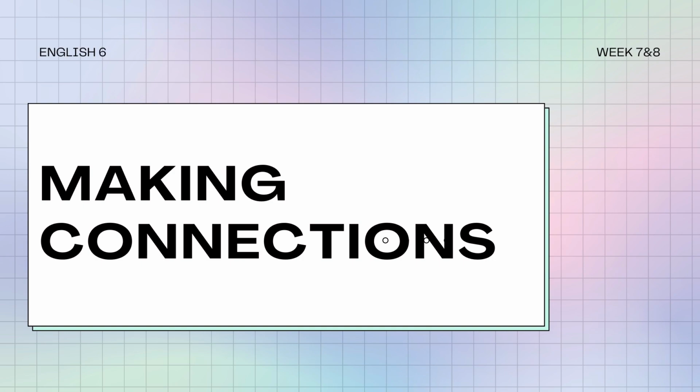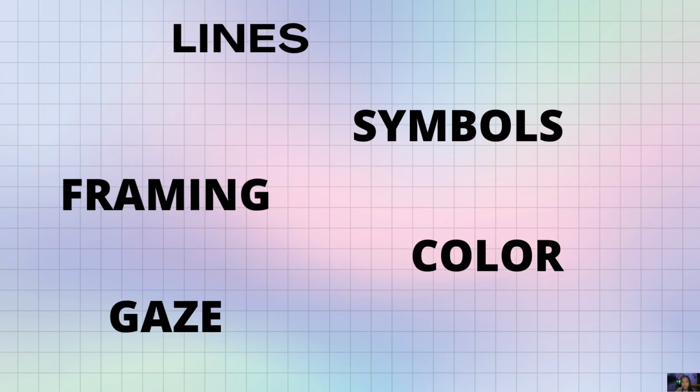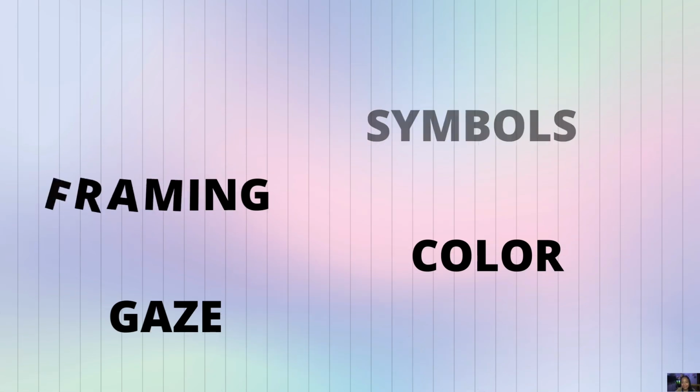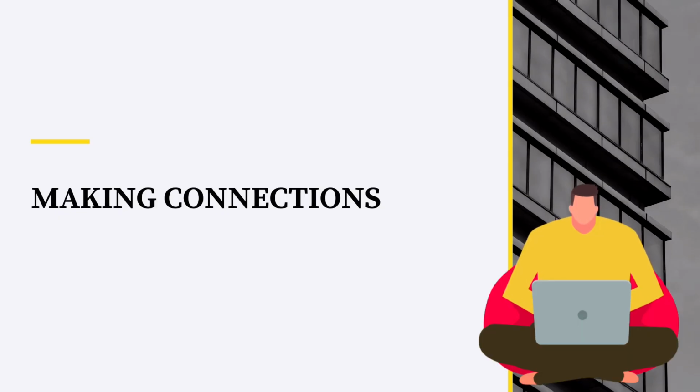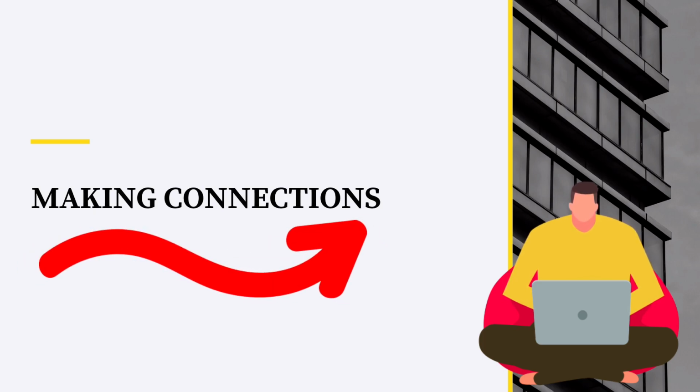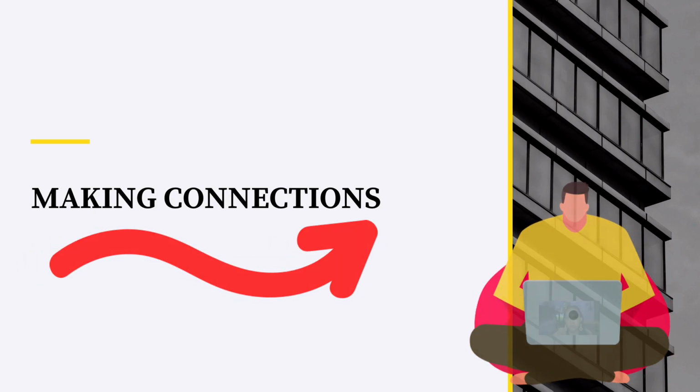Okay, so this is now our 7th week of learning adventure. So stay with me as we learn more about this week's lesson. Last week, we studied the basics of visual elements such as lines, symbols, colors, gaze, framing, and distance. So let's move on to a new learning competency, and that is to make connections, or making connections rather.